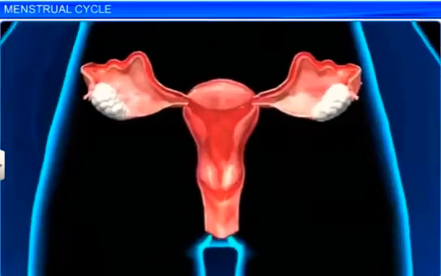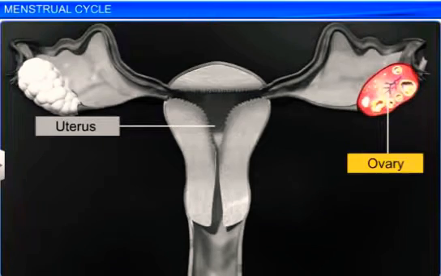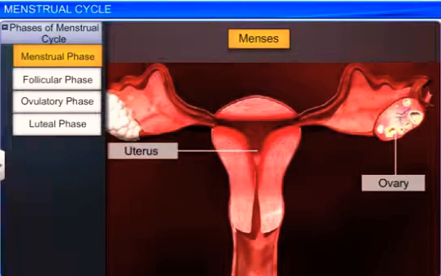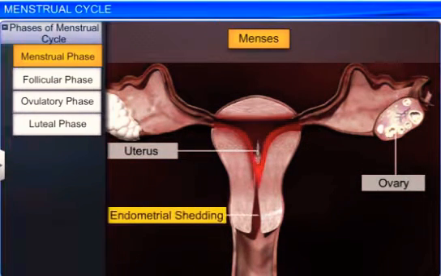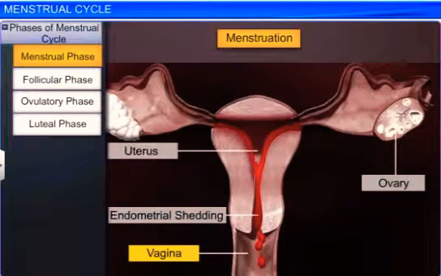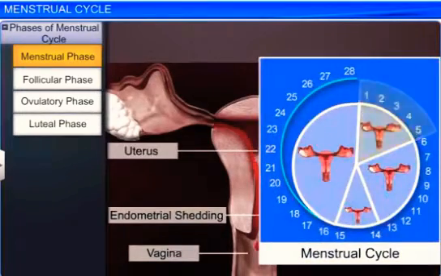Each phase of the menstrual cycle is marked by simultaneous changes in the uterus, ovary, and the secretion of hormones. For instance, during the menstrual phase, the endometrial lining of the uterus and its blood vessels break down and mix with blood, mucus, and other cell debris to form menses. The menses are discharged through the vagina as menstruation or menstrual flow, which lasts for 3 to 5 days from the beginning of the menstrual cycle.